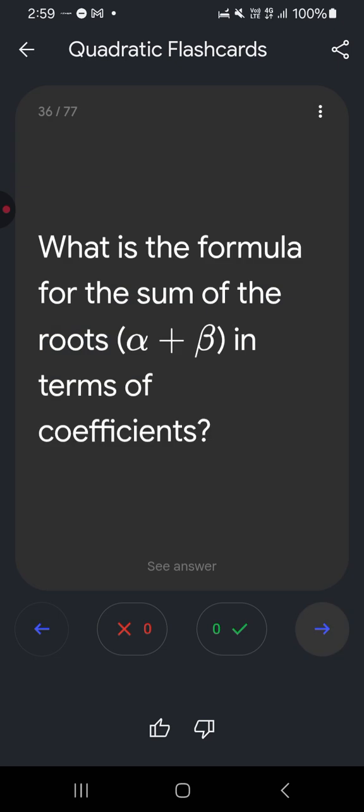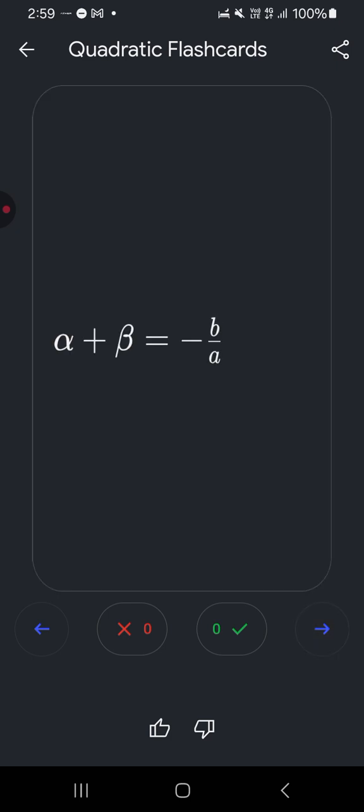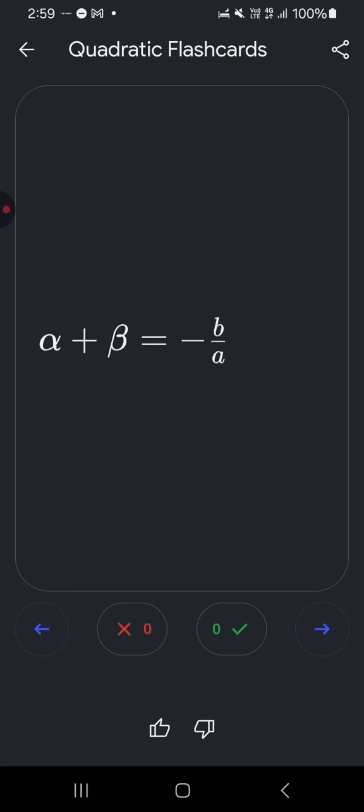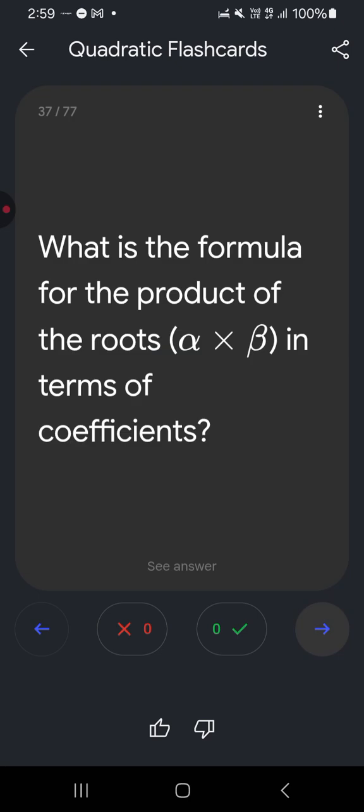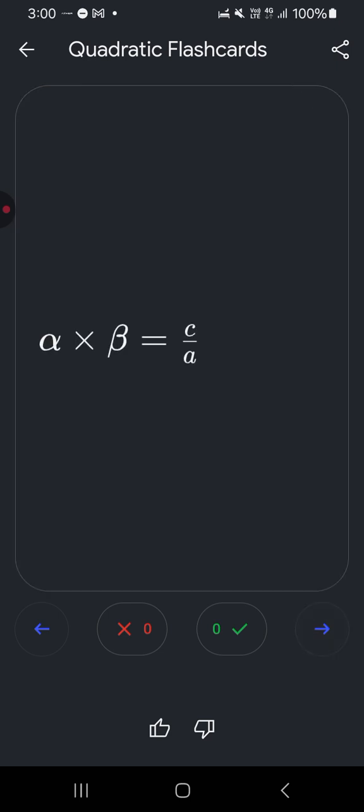What is the formula for the sum of the roots alpha plus beta in terms of coefficients? It is minus b upon a. What is the formula for the product of the roots alpha into beta in terms of coefficients? It is of course c upon a.